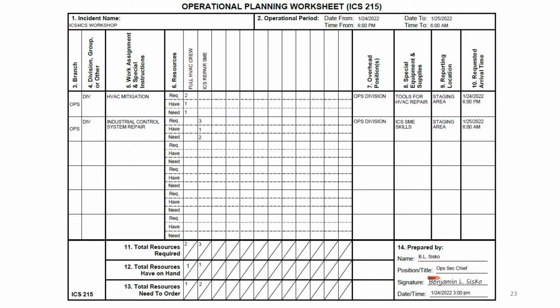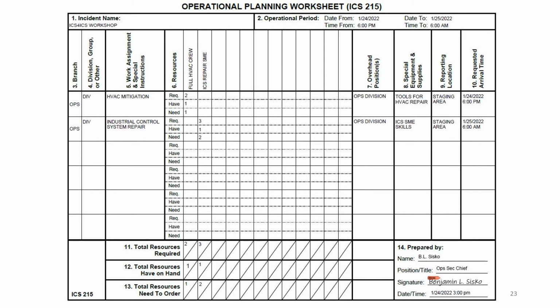ICS 215 form, Operational Planning Worksheet. On this worksheet, Operations Section Chief identifies that they would need, in this case, 2 additional teams or divisions. One for the HVAC mitigation, have one on scene, need another one to relieve. One industrial control systems repair team, there is currently one working, so 2 more are needed to provide reliefs. This form identifies where the units should report and by what time they should be there.